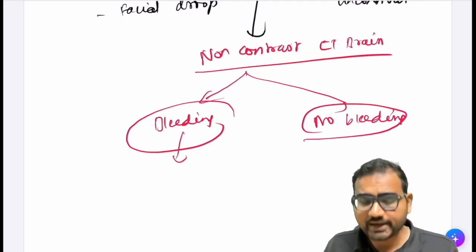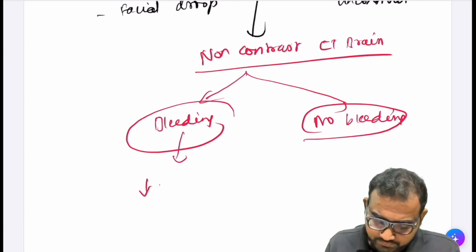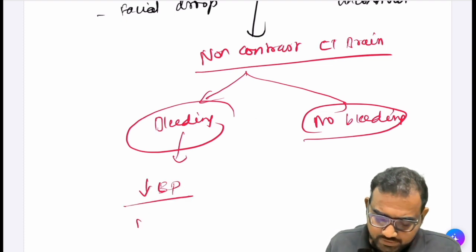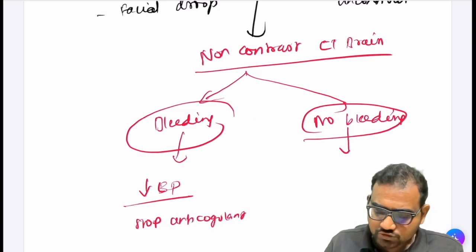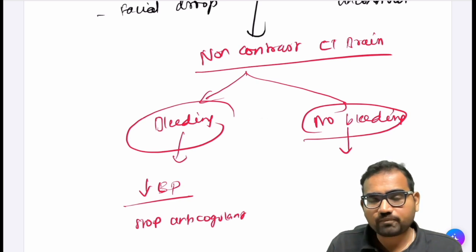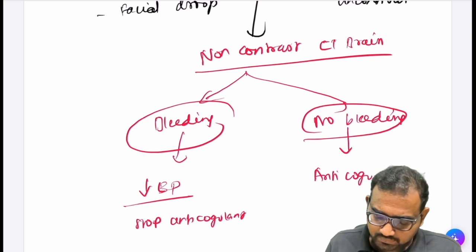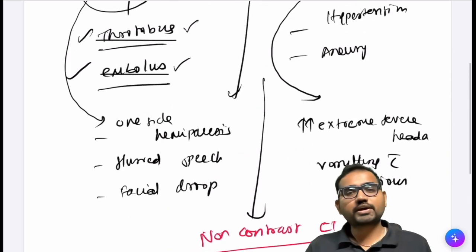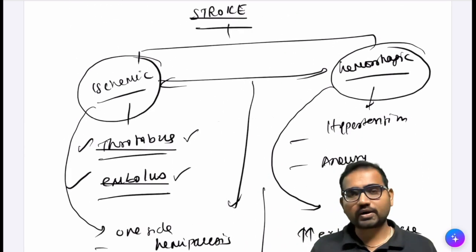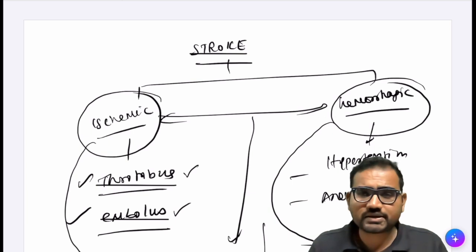If it is because of bleeding, then I'll try to lower the blood pressure and stop anticoagulants. If it is because of narrowing, because of the ischemic stroke, then I'll try to give anticoagulants. So this is how we manage stroke patients. There are two types: ischemic and hemorrhagic. We talked about the causes, the signs and symptoms, and the investigation and treatment. With this, the most commonly asked cardiovascular disorders have been covered.